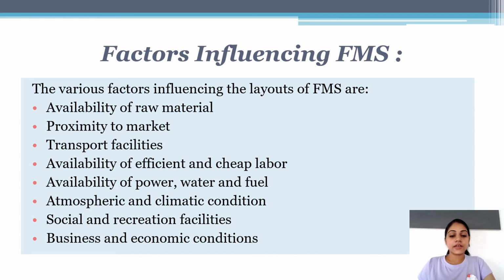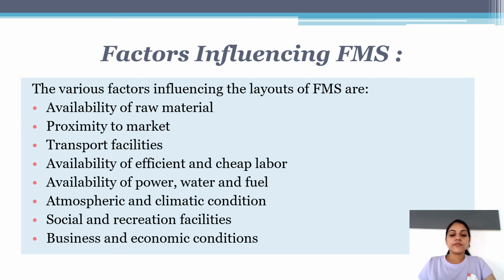Next is availability of efficient and cheap labor. Cheap labor in the sense that we need human resource or human labor for the working to happen in the FMS. As we know, it's basically a machine, and to operate a machine we need skilled people who are able to properly control the system, or else it will not be able to do the production. So next is the availability of power, water, and fuel.